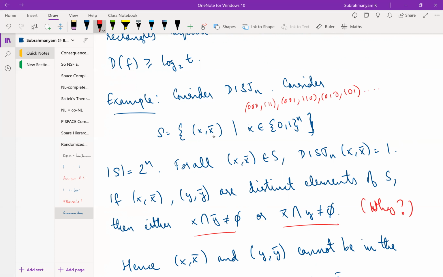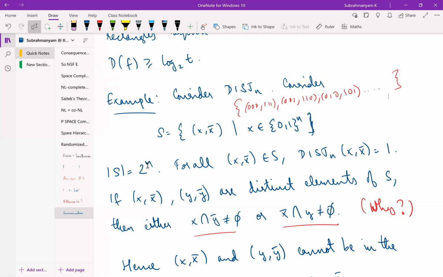Right. So there are 8 x's. There are 2 power n x's possible here, and the same number of x complements. So the size of S is 2 power n, right? And what we will show is that each of these must go to a different leaf. Two of these cannot go to the same leaf. And hence, since there are 2 power n of them, we have to have 2 power n leaves. And hence, the complexity is at least log of 2 power n, which is n.